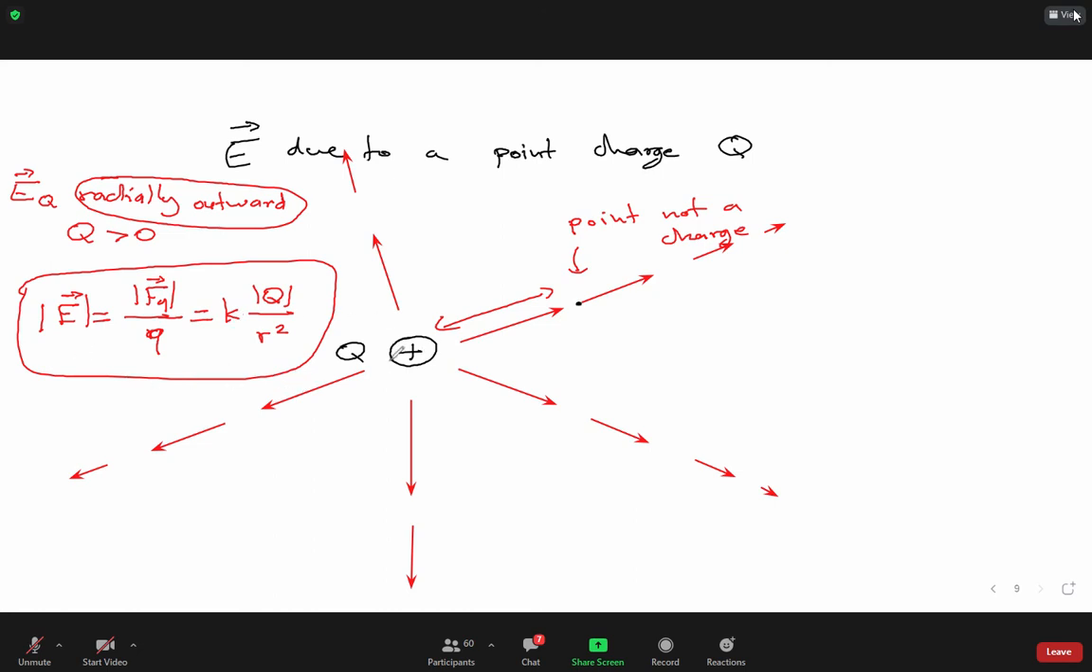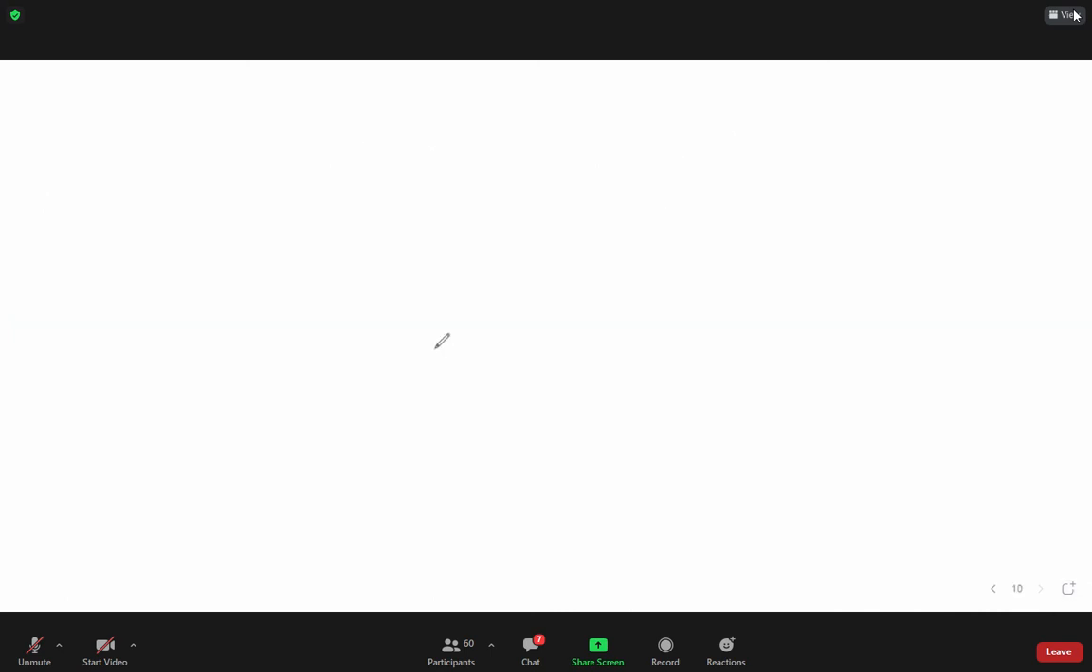Now, how would this picture change if this charge big Q was negative? Any suggestions? So let me go to the next page and take a negative big Q. How would this picture change? It would go inward. Very good, excellent. It would be exactly the same, but all the arrows would be flipped. Very nice. The field of a negative charge points radially inward.